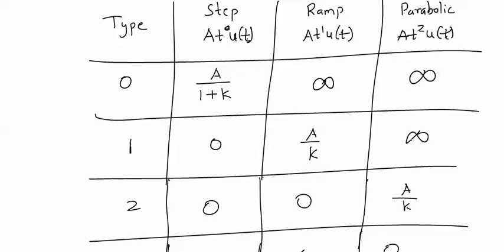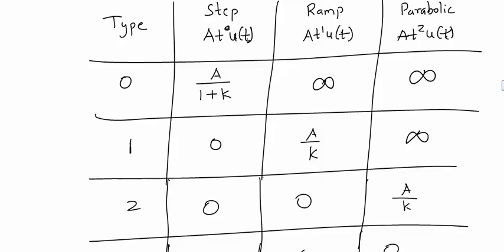Now here there is a shortcut. See, whenever you observe step input, its t power is 0. So whenever the power of t and the type match, then we have constant steady state error. When the input power is greater than type, it's infinity, and when the input power is less than type, then it is 0. So input power greater than type, infinity.